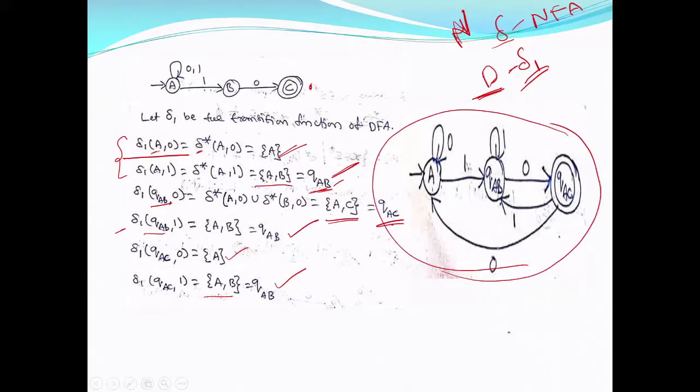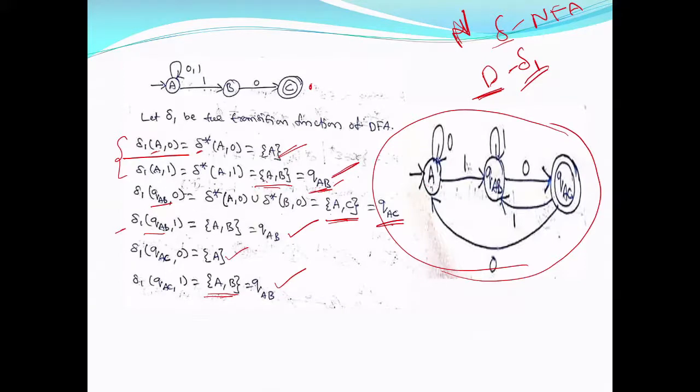Now you have to fix the final states. You have to fix the final states such that this combination contains at least one final state. So I have A, AB, AC. Now in this combination, if at least one of them is a final state, you make it a final state.